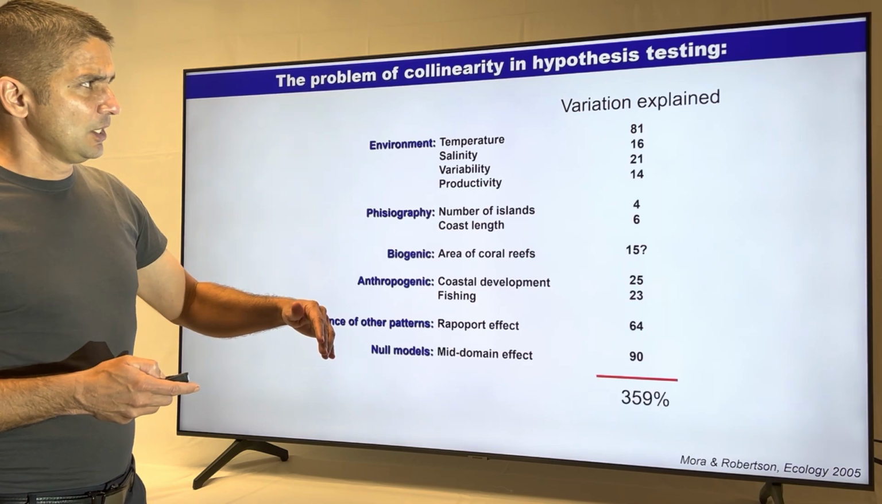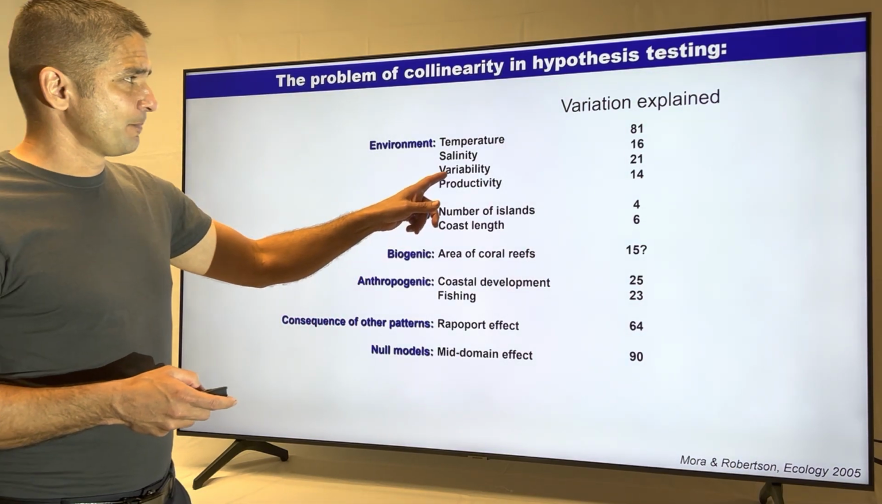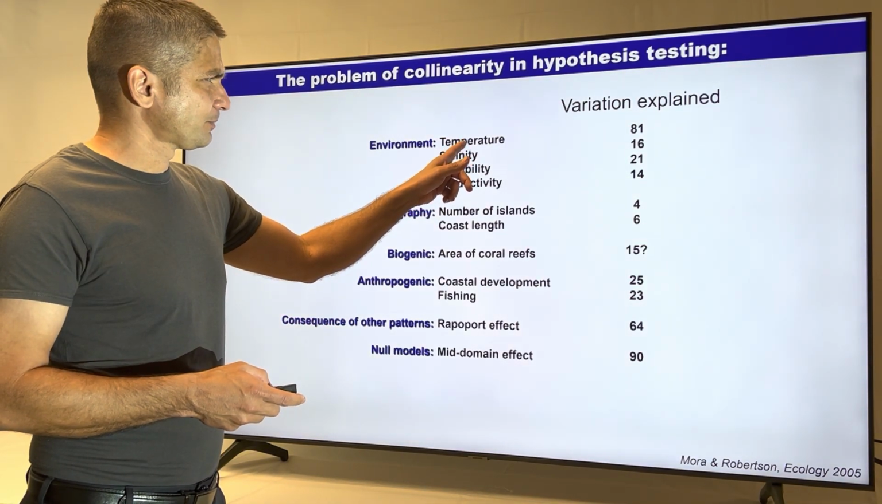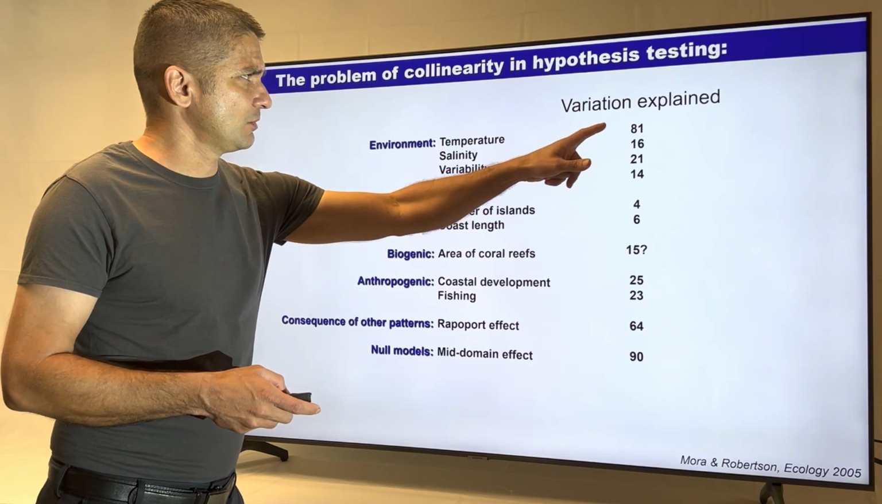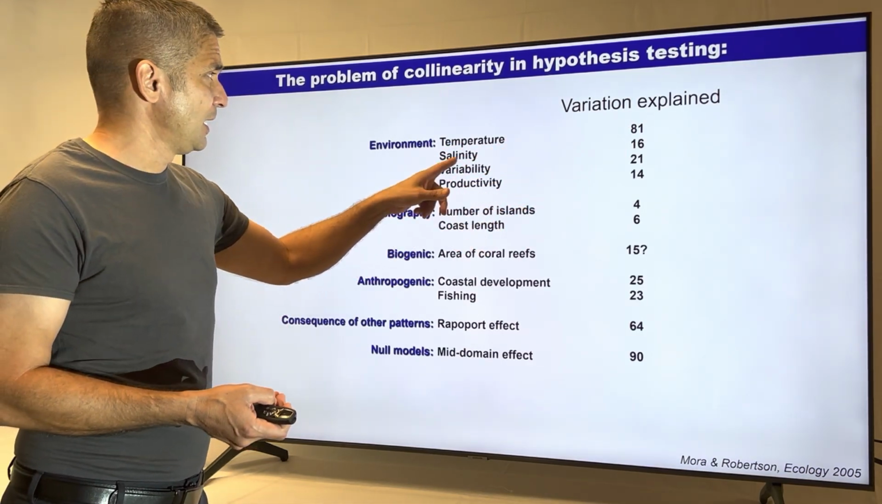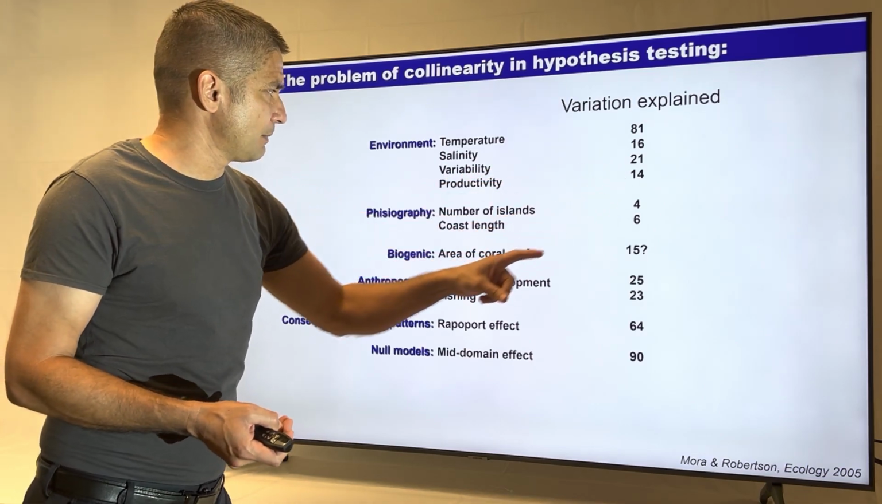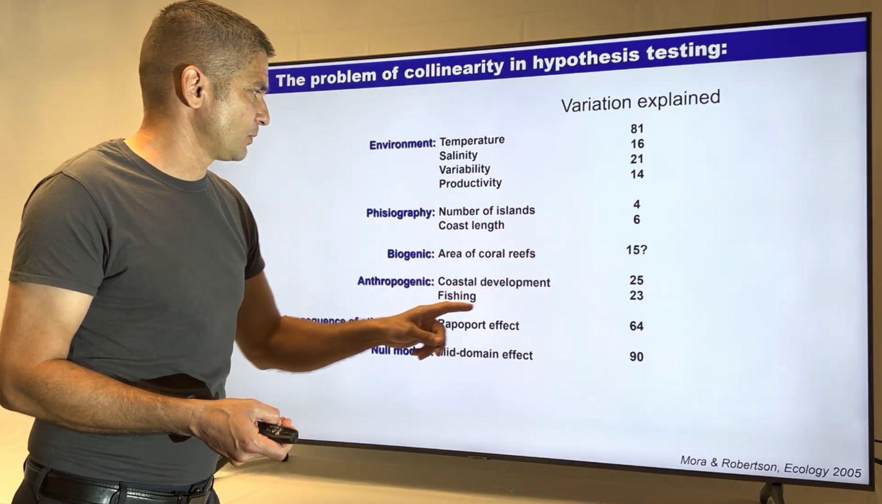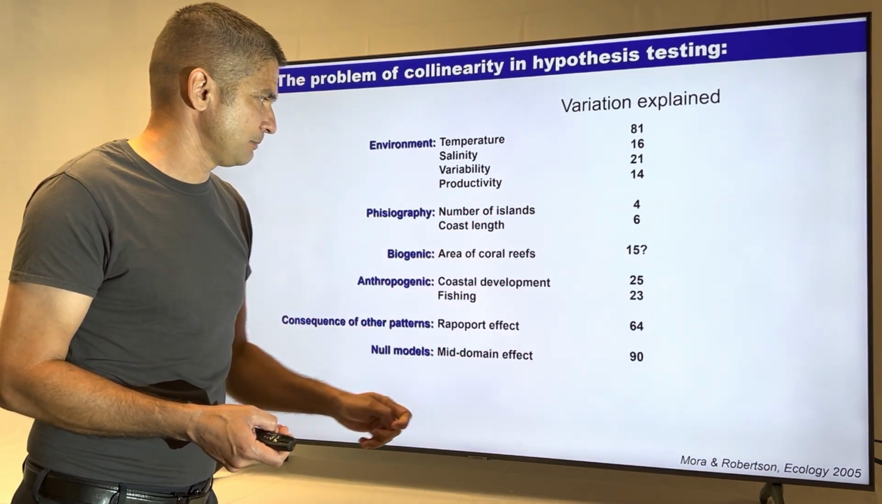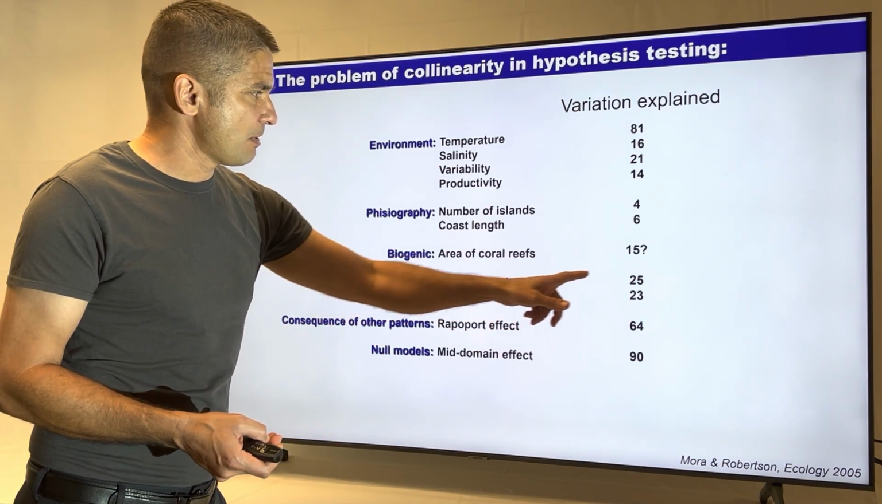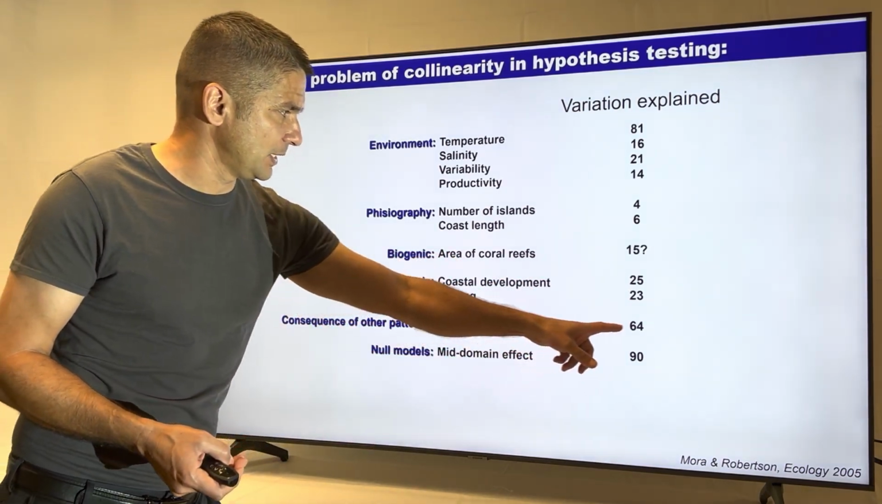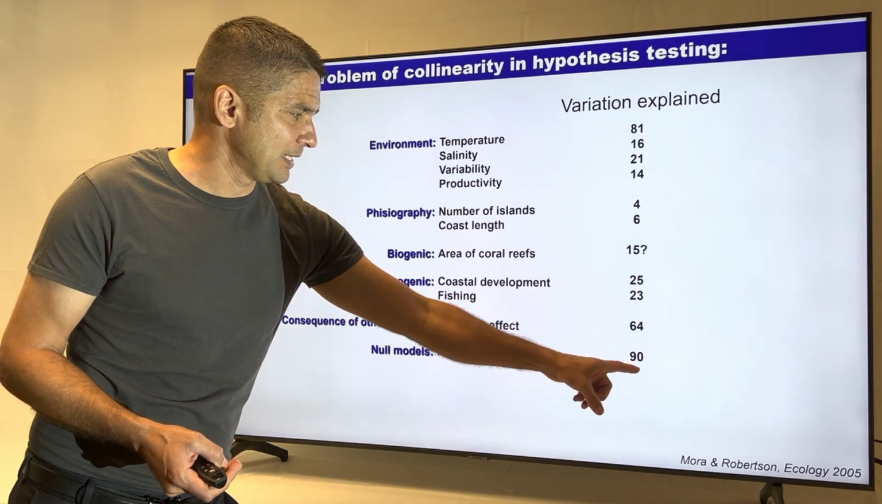So what we found was this: when you look at the effect of temperature, it explains 81% of the variance in species richness of fish. Variability explains 21%. The number of islands explains 4%. The area of coral reefs explains 15%. The area of coastal development, 25%. The rapoport effect, 64%. The mid-domain effect, 90%.